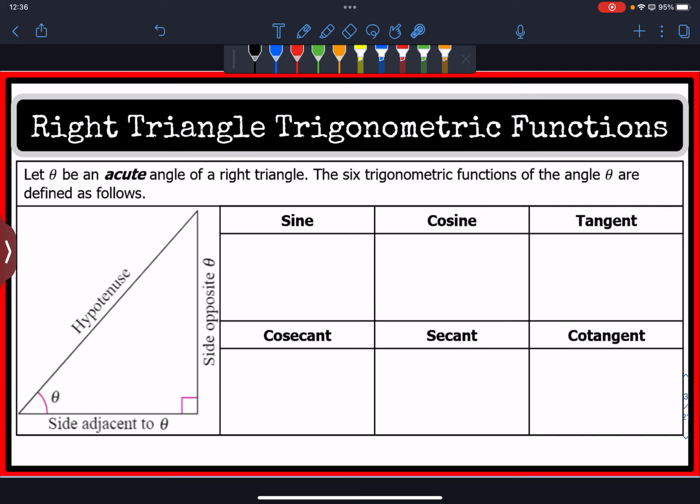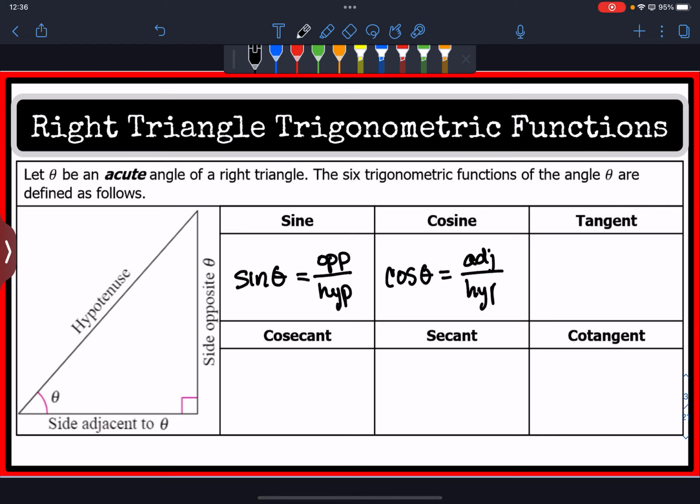So if our angle is down here, using this theta as our angle, the sine of this angle theta equals the ratio of the opposite side of theta divided by the hypotenuse of the right triangle. The cosine of this angle theta equals the ratio of the adjacent side to theta divided by the hypotenuse of the right triangle. And tangent of this angle theta equals the ratio of the opposite side of theta divided by the adjacent side to theta.